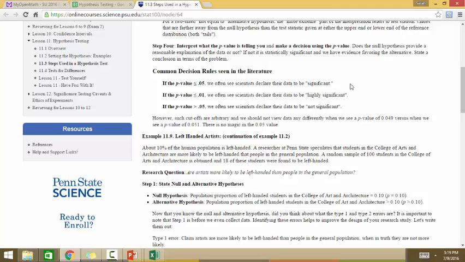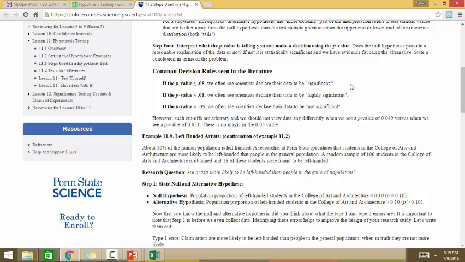So if you have a very tiny p-value of like 0.03, okay, the probability of getting that same type of result if the null were true is so small, it's like 3%, that what we usually say is when our p-value is less than 0.05, we reject the null hypothesis. And when it is greater than 0.05, we fail to reject.